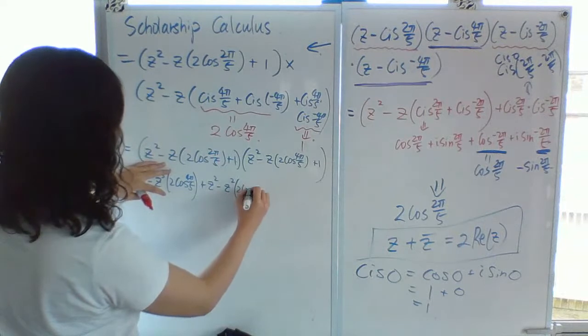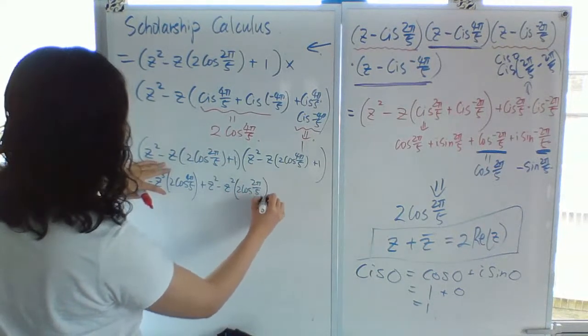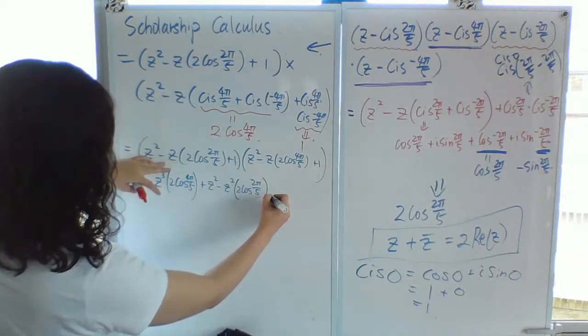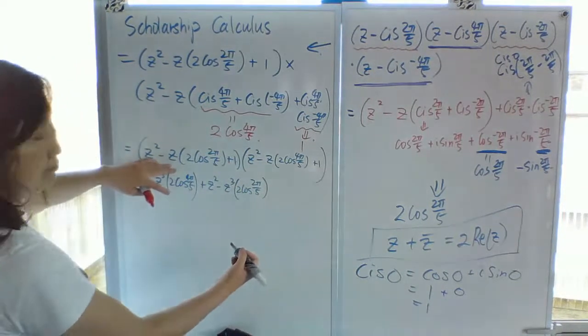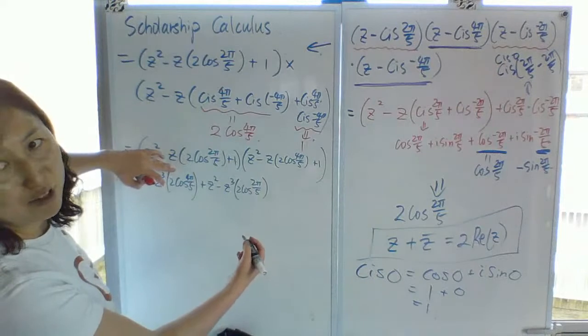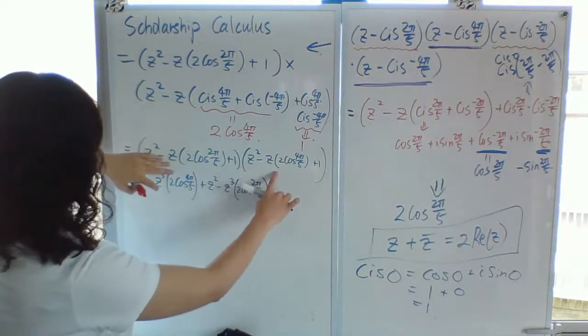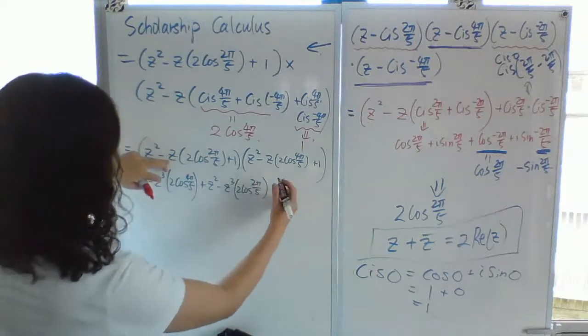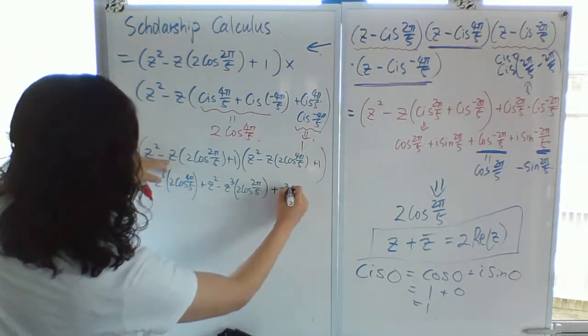I have 2 cos 2 pi on 5, and hold on, just make sure that I'm not lost. Am I doing this? Z cubed. Yep. Please check on me, make sure that I'm not wrong. And what am I doing next? So I just did this one here. So I'm going to do plus z squared.